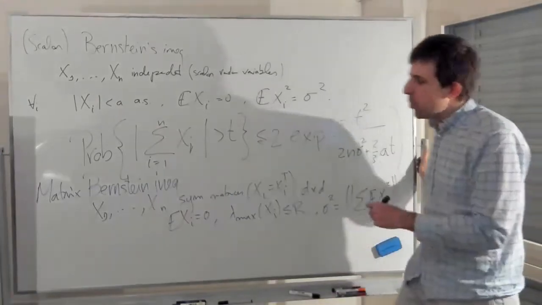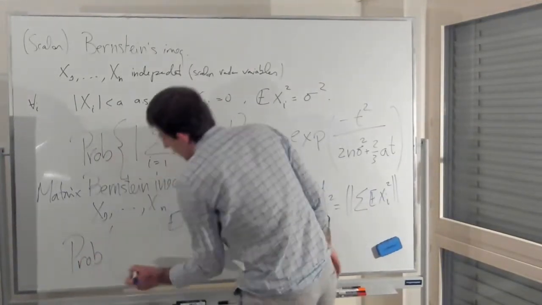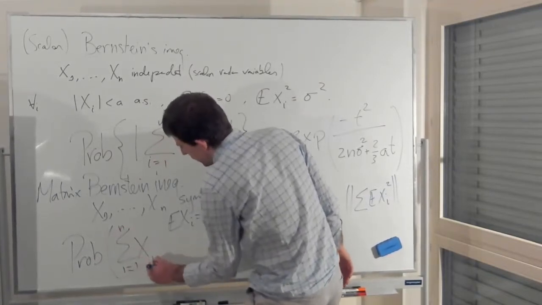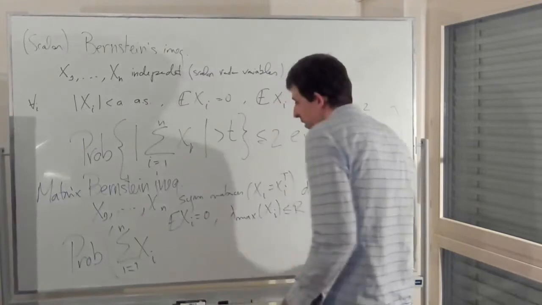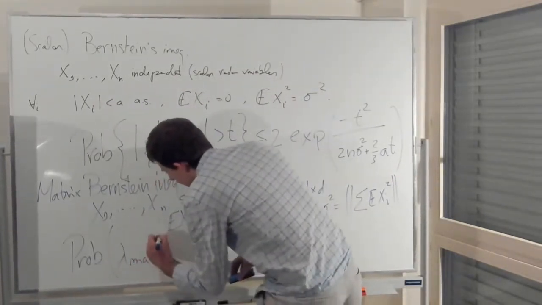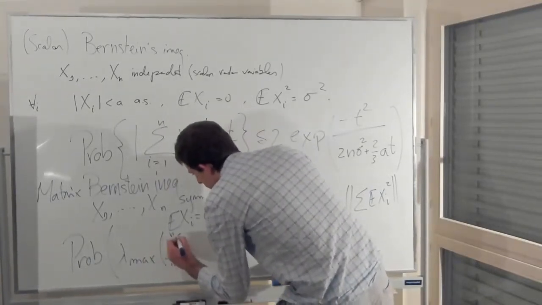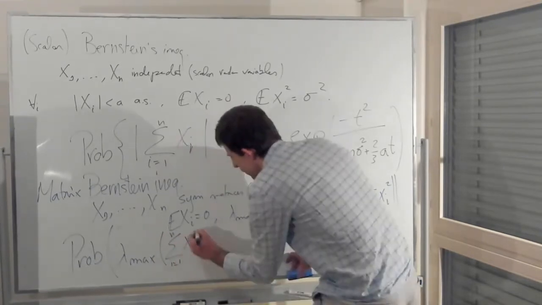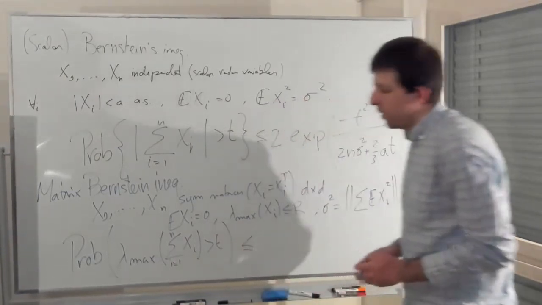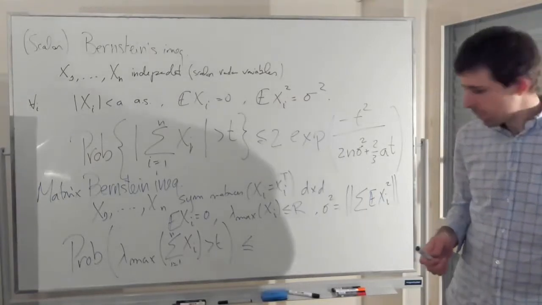Now what we want to control is the probability that the sum over i from 1 to n of xi, that its maximum eigenvalue is bigger than t. We want this to be smaller or equal than something. I'll write that something in a second.